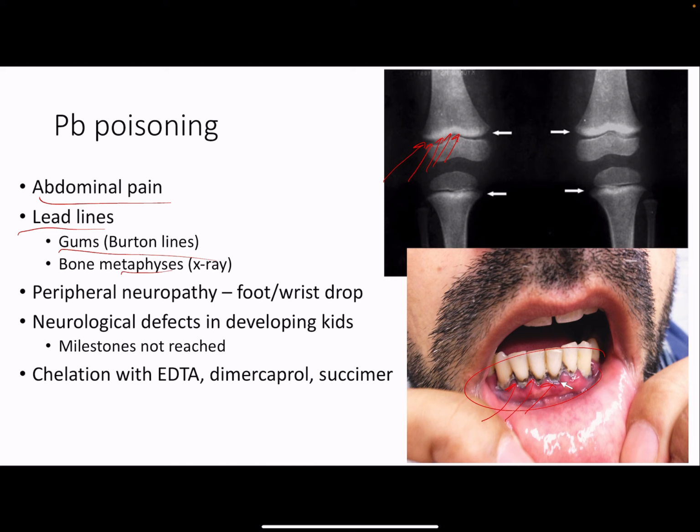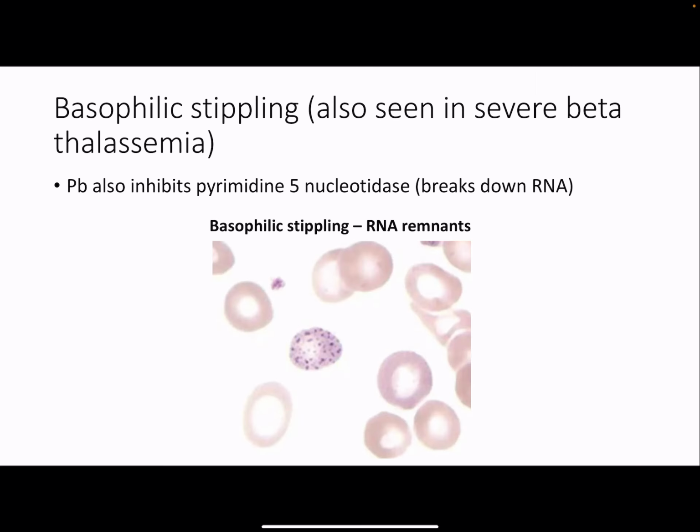So if you have a 5-year-old kid who's having trouble talking or something, you think of the Piaget stages in the MCAT psych section. These kids are not reaching their milestones. It might be that their brain development is a little bit screwed up because of the lead that they're consuming. So as a therapy, you can chelate lead with things like EDTA, dimercaprol, and succimer.